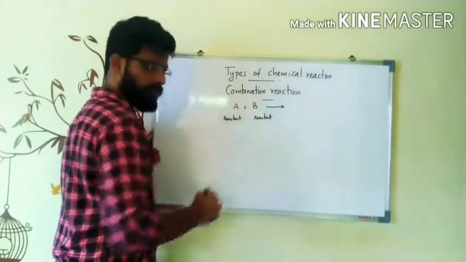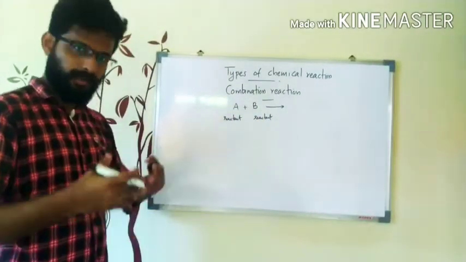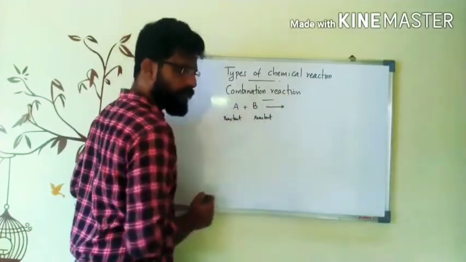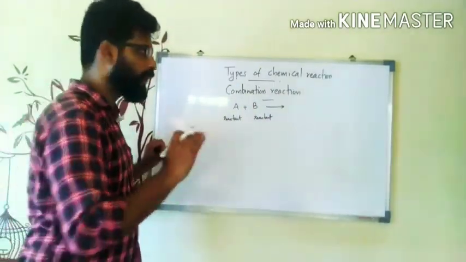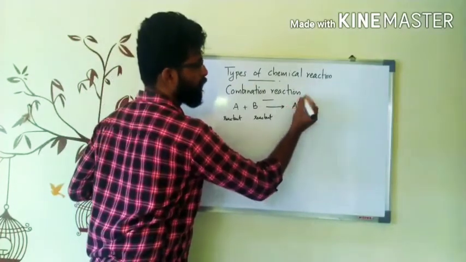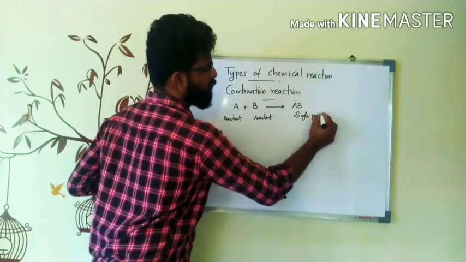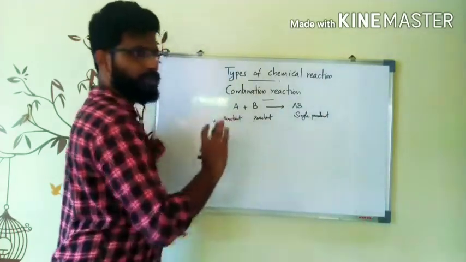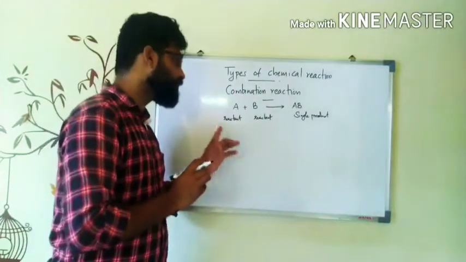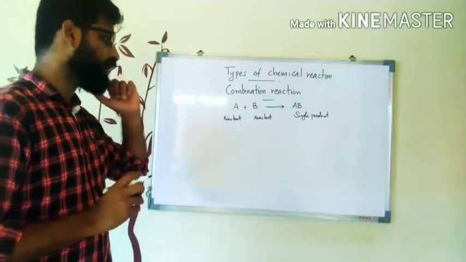When A and B combine, make a bond, a new substance is formed and that is AB. AB together is one product, a single product is formed. And this type of reaction is called combination reaction.